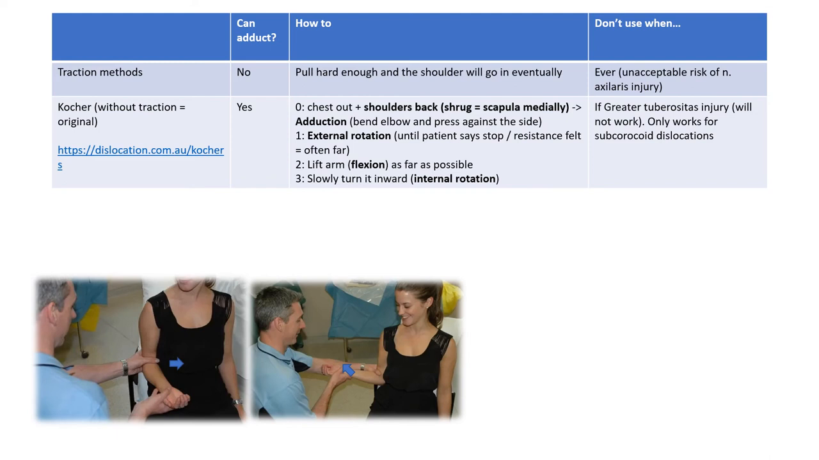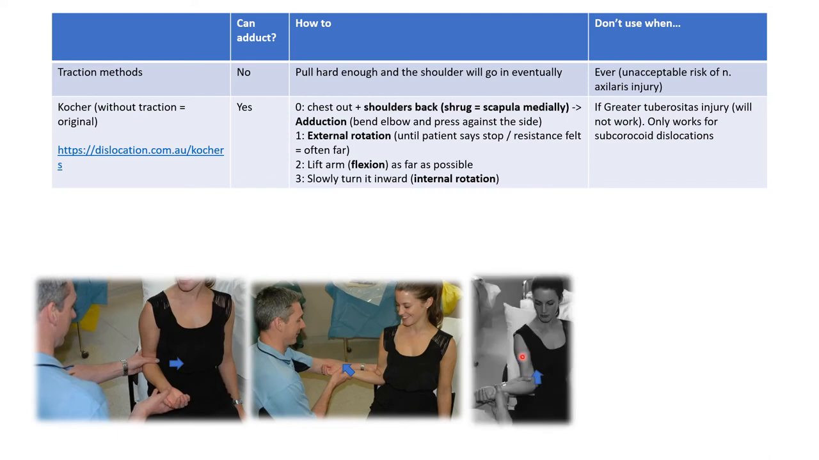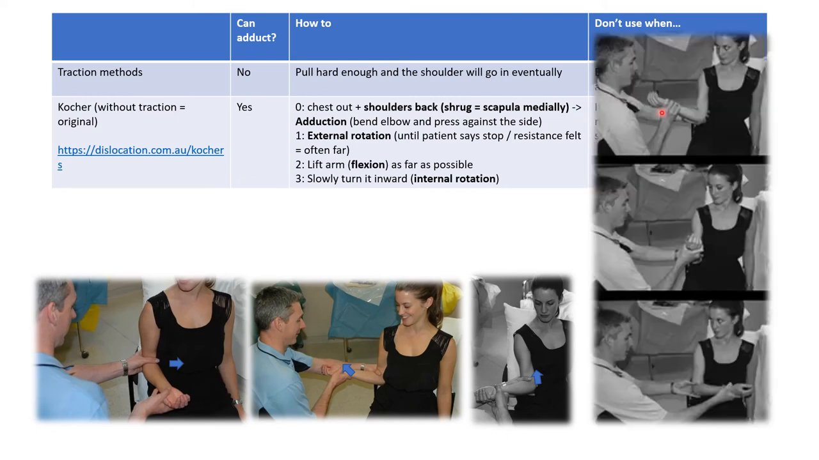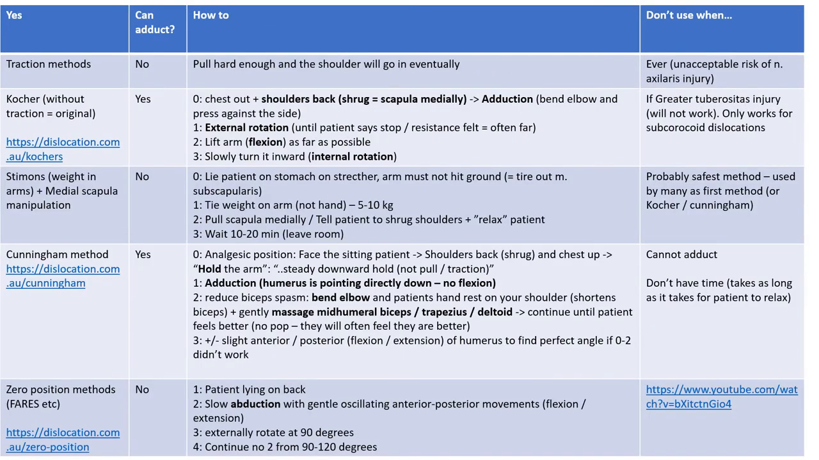And then from here you will lift the arm, so you will flex in the shoulder joint as far as possible. And then maybe you'll do a slow turn inwards, internal rotation, going from out here to in here, and then usually it'll reduce. So that's Cocker's method. The only real contraindication to it is if it's a greater tuberosity injury, it will not work. It only works for these subcoracoid dislocations, so they have to be able to adduct.